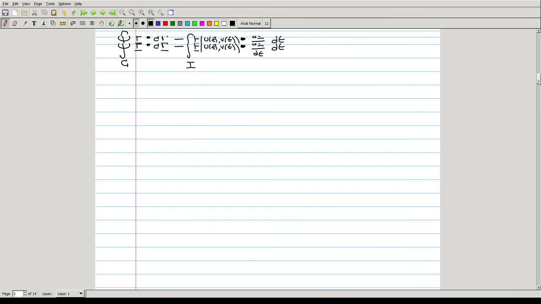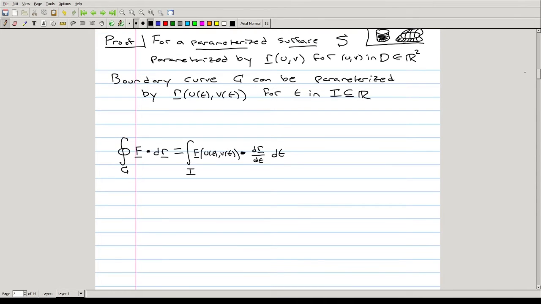Now, what's special here, and what we have to point out, is that because of how we parameterize our curve relative to the surface parameterization, the position vector r depends on u and v, which also depend on t.